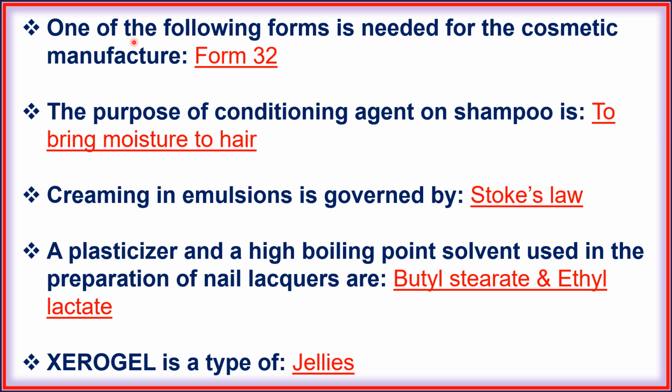Next, one of the following forms is needed for cosmetic manufacture, that is Form 32. Next, the purpose of a conditioning agent in shampoo is to bring moisture to the hair. Next, creaming in emulsions is governed by Stokes' law. Next, a plasticizer and a high boiling point solvent used in the preparation of nail lacquers are butyl stearate and ethyl lactate. Next, aerosol is a type of jellies.